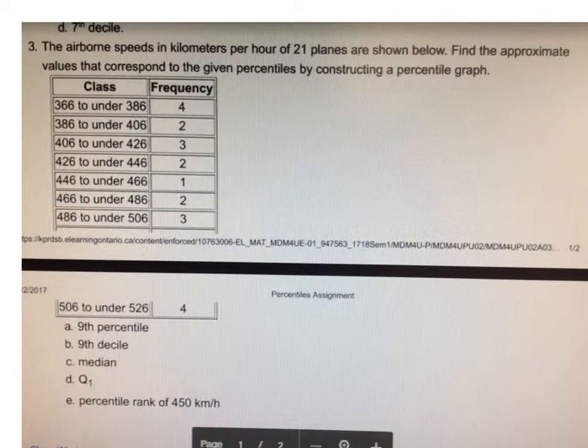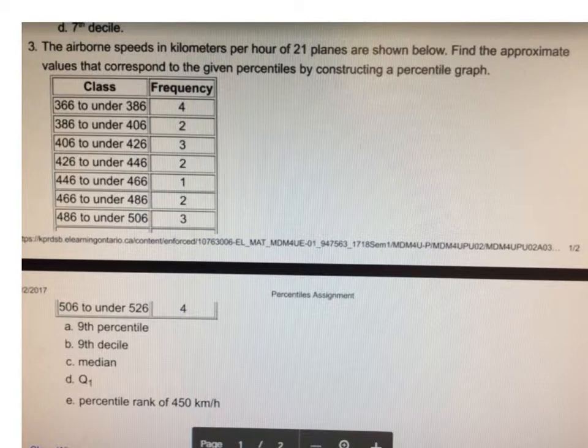So, looking at question 3, if you look back to your notes from lesson 3 in this unit, there is an example similar to this one where you have a frequency table and they're asking you to create a percentile graph in order to answer some of these questions. And so, before we can construct the percentile graph, we need the cumulative percent.